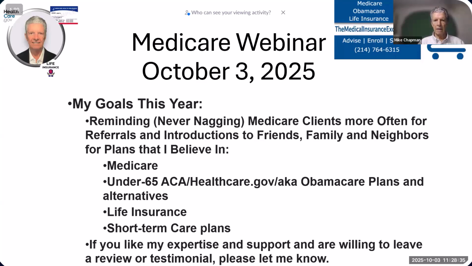Under 65, ACA, healthcare.gov, Obamacare plans, and also alternative plans. With what's going on in Congress, and don't get me started on politics. I don't believe in politics. I've pretty much tuned it out. Every politician is a grifter as far as I'm concerned. But the under 65 crowd, nothing is decided right now and probably won't be until open enrollment starts on November 1st.